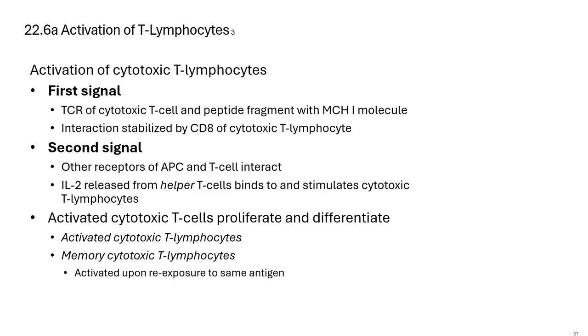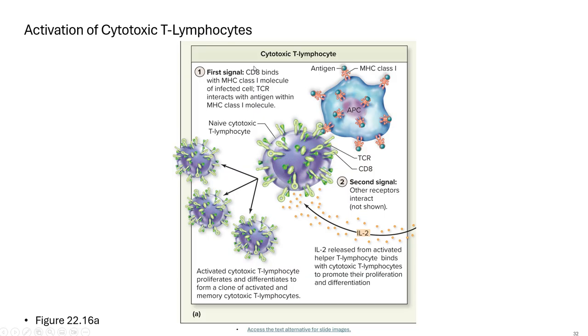How they become activated. How do you activate cytotoxic T cells? It's a very similar process, right? You have a first signal and you have a second signal. First signal again, you have your CD molecule interact with the MHC molecule. Remember, CD, that's on the cytotoxic T cell. The MHC type 1, that's on the nucleated cell, including antigen presenting cells. So it could be antigen presenting cells. It could also be an infected normal body cell, right?